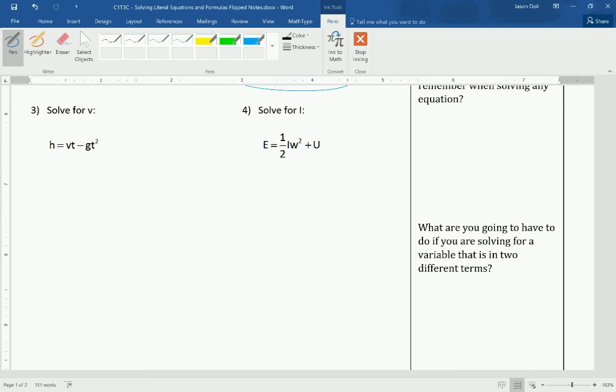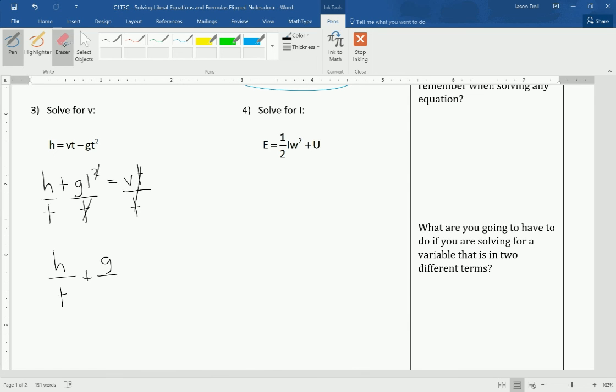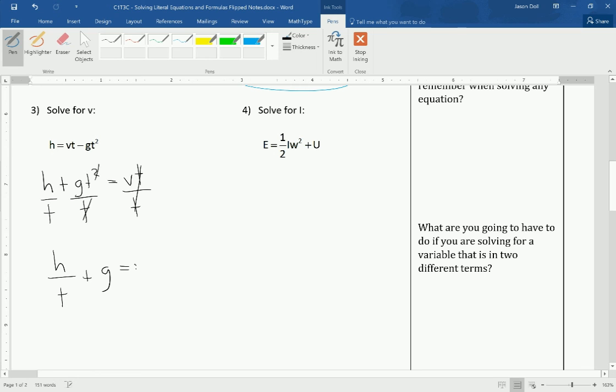So if we want to get v alone here, first thing we would do is add gt squared to both sides. So I'm going to end up with h plus gt squared equal to vt. Then I want to get rid of the t, so I'm going to divide by t. T cancels. I'm going to divide by t here, divide by t here. I did it separately because one of the t's up top will cancel with the t on the bottom. I'll end up with h over t plus g, just g, because the t canceled out, equal to v. And that's what you would have there.